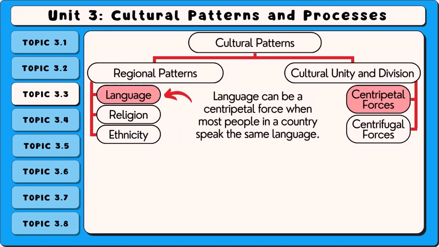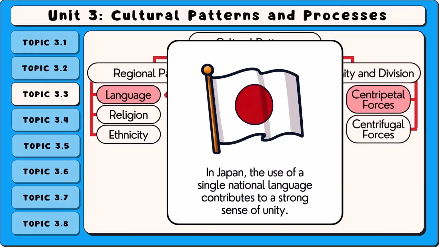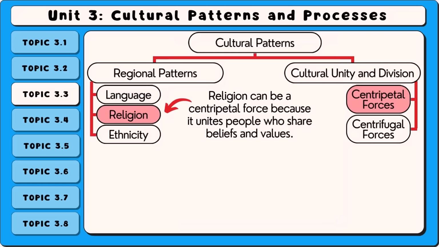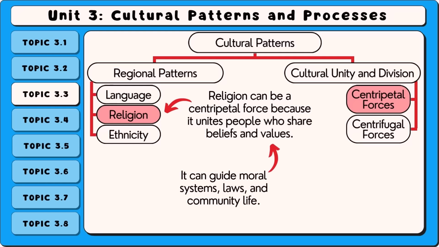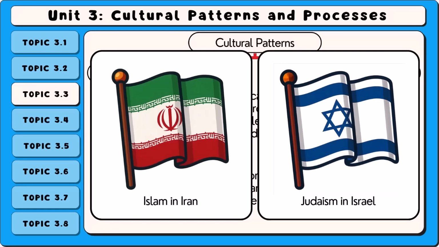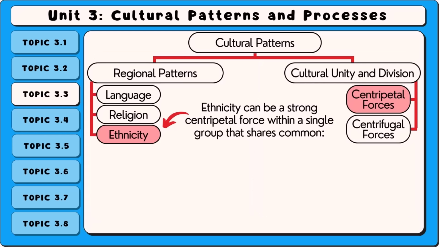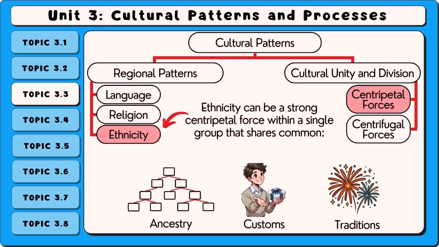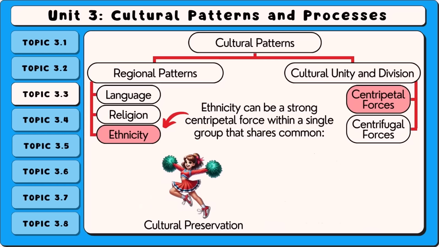Language can be a centripetal force when most people in a country speak the same language, helping communication, education, and media run smoothly. For example, in Japan, the use of a single national language contributes to a strong sense of unity. Religion can be a centripetal force because it unites people who share beliefs and values. It can guide moral systems, laws, and community life. For example, shared religion has brought unity in countries like Iran or Israel. Ethnicity can be a strong centripetal force within a single group that shares common ancestry, customs, and traditions. Ethnic pride can lead to cultural preservation and celebration.